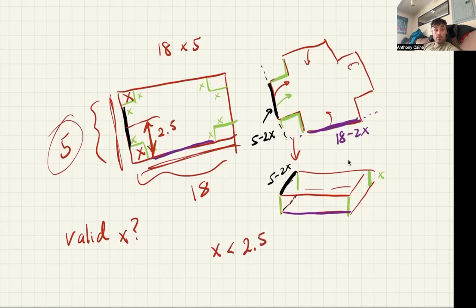Could x equal 2.5? I don't know. We'd have to think about it. I don't think so. I think you would not get a box, because these two edges would come together.